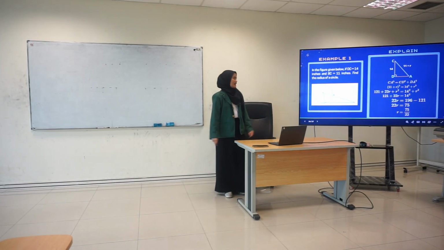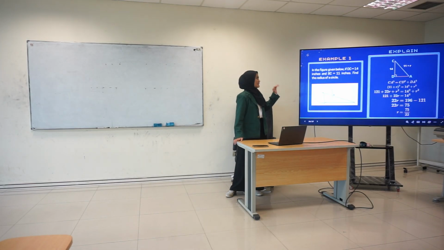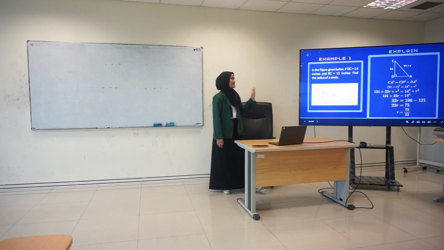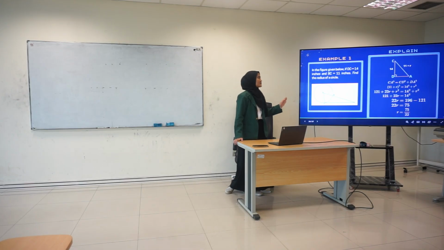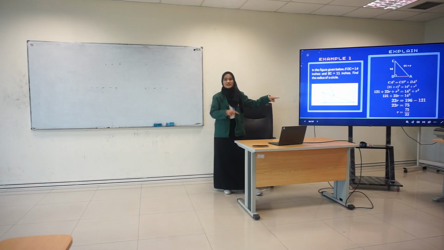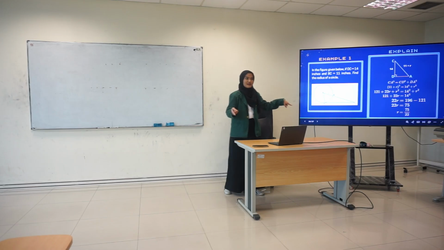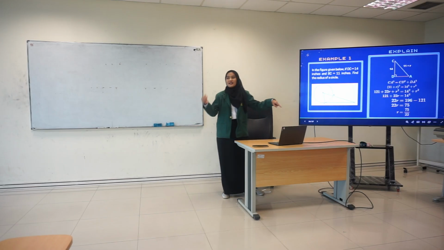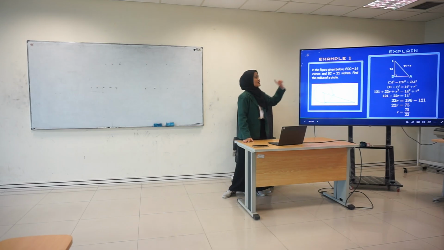Example 1. We have the figure given below. If DC equals 17 inches and BC equals 11 inches, find the radius of the circle. We can take out the right triangle because the radius that touches the tangent line is perpendicular, right? Then we have a right angle, so we get the right triangle. The right triangle is CDA.